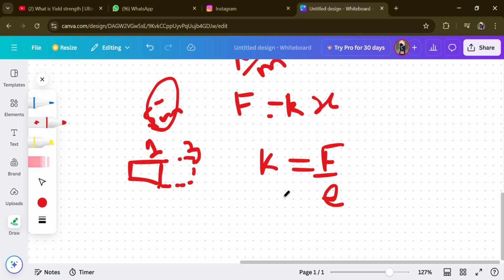Now here the basic concept that we got is that K is directly proportional to F, where the more the K, the more force an object can withstand, the more force we can apply. The more the K an object has, the less extension it will have, or, we can say, the more brittle it would be.